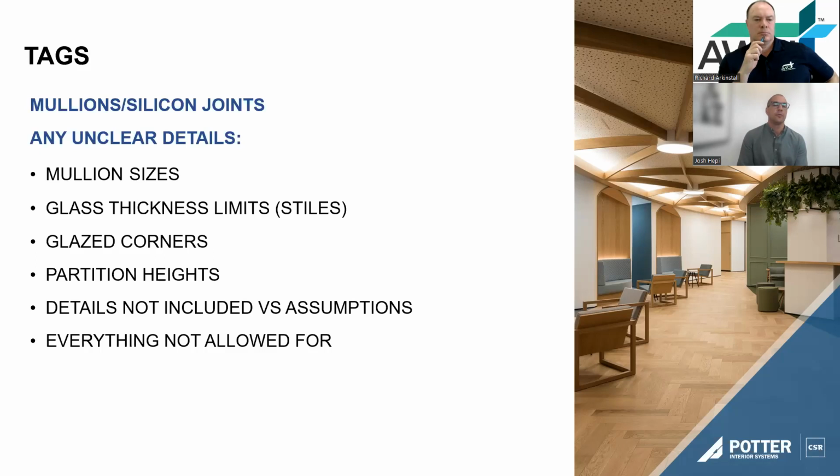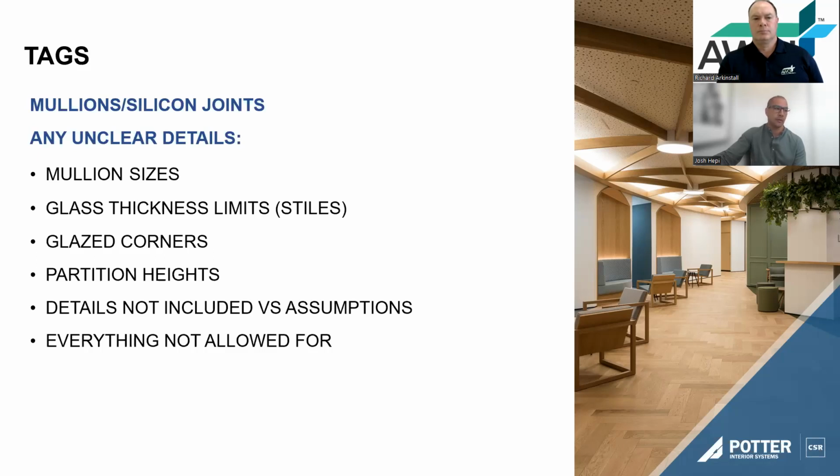So, for example, if it's unclear what kind of mullion size you should allow for, then just tag which one you have allowed for, and why, if necessary. For example, if it's 12mm glazing, just tag that you've allowed for the wider mullion to conform to the glazing code. Tag where you can around the glass thickness limits, regarding styles.